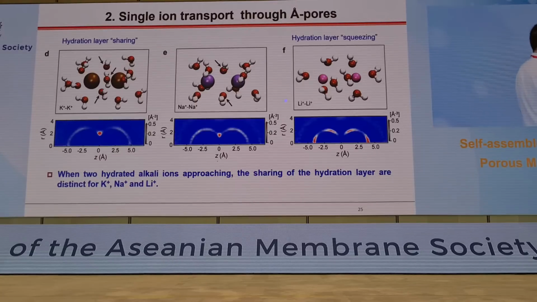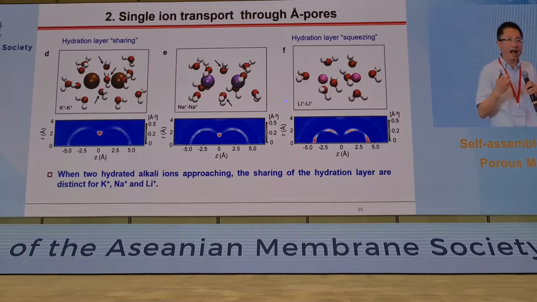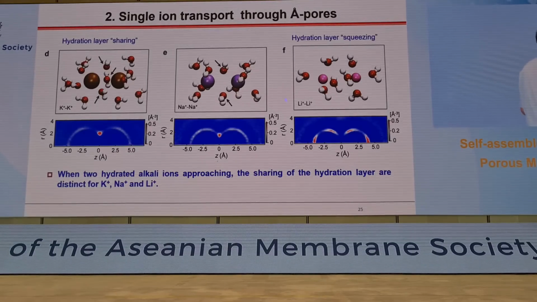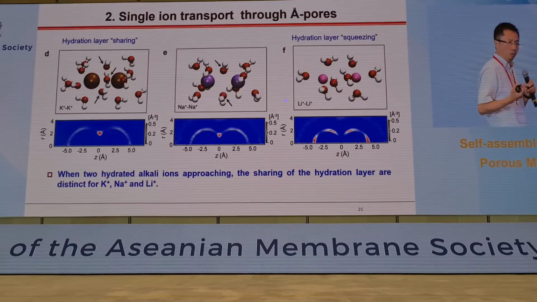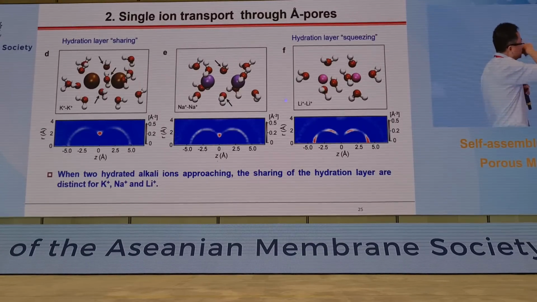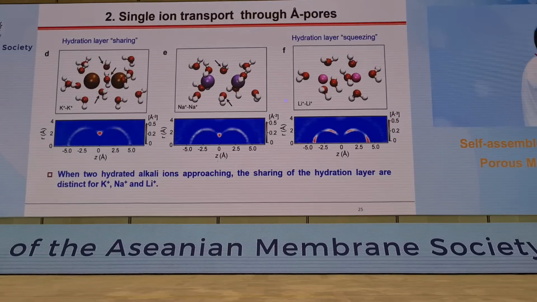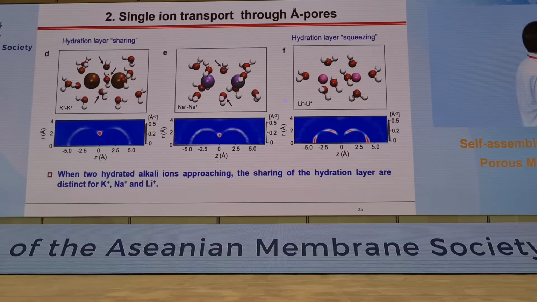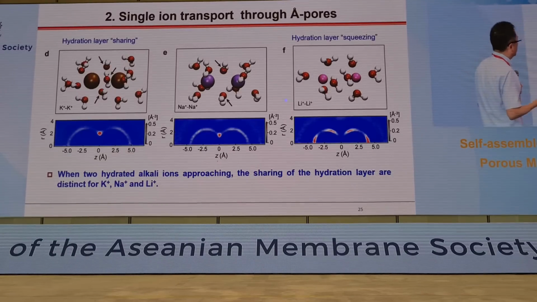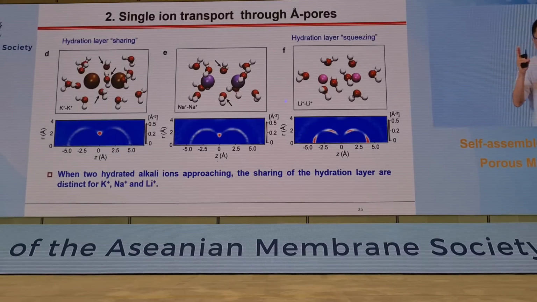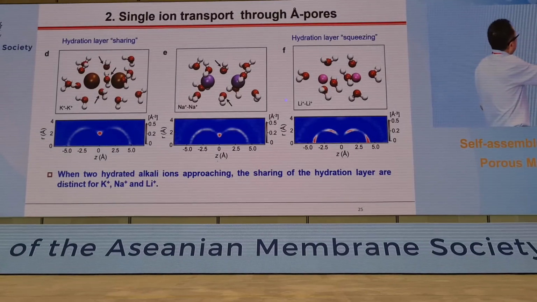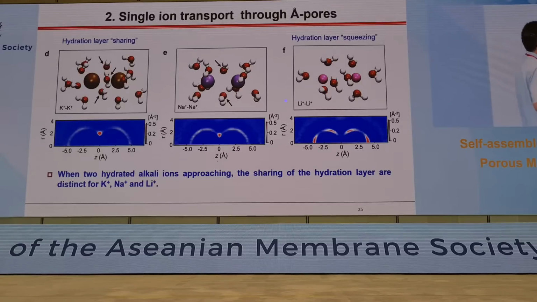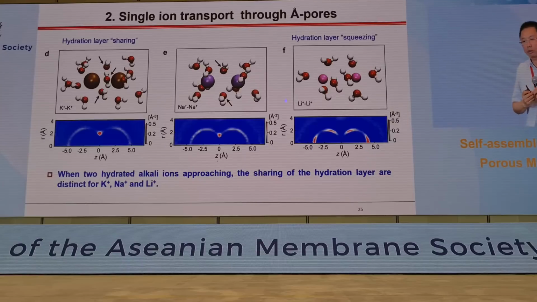So we want to know why 0.8 nanometer hydrogen pores are so important to achieve the high selectivity for the monovalent ions. So we did some theoretical calculations. We found a very new phenomenon. We call it the shearing or squeezing of the hydration water layer. In other words, when two potassium ions approach each other, they can share the water layer. Otherwise, for sodium pairs or lithium pairs, they squeeze the water layers.